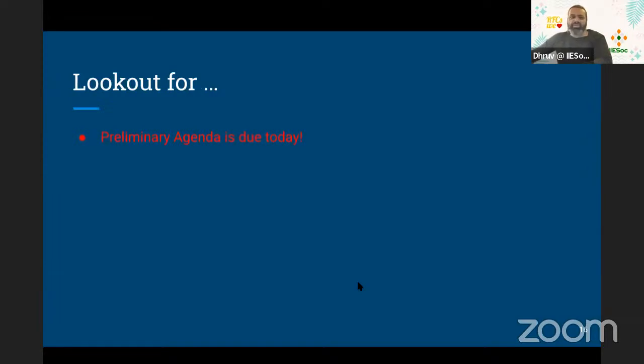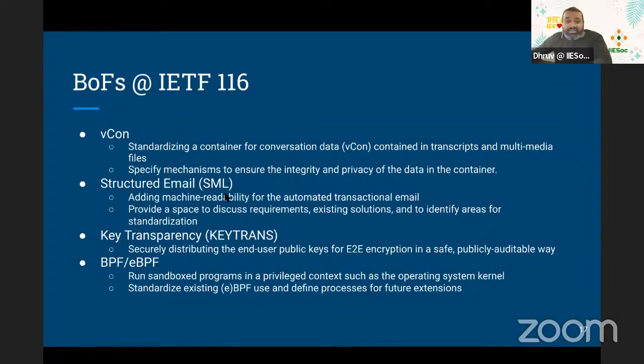The preliminary agenda is actually due today. I don't remember if it's out, but look up the 116 meeting link and you will find it. These are the 4 BOFs that are approved. Though I haven't seen the BOF approvals, I went to the data tracker and quickly collected this.